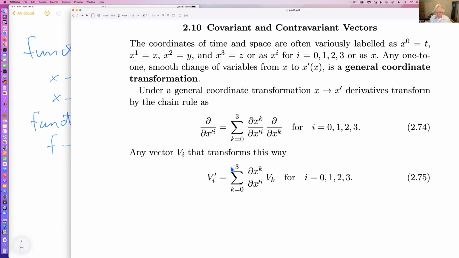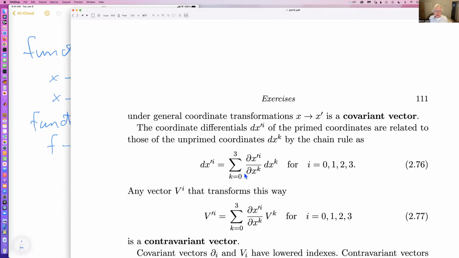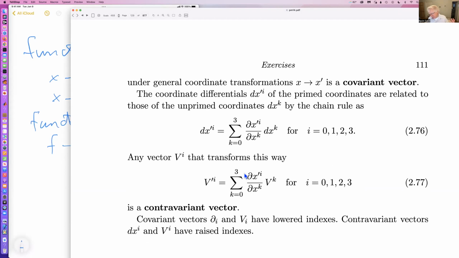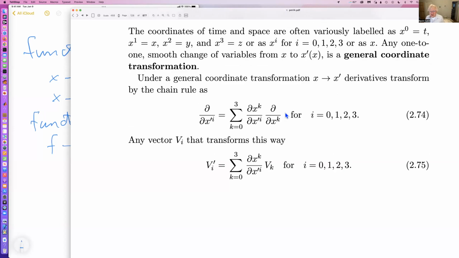So covariant vectors are vectors that simply, under arbitrary coordinate transformations, transform like derivatives. So it's really a very simple concept. It's just calculus a little bit multi-dimensional, vector calculus a little bit generalized and formalized.